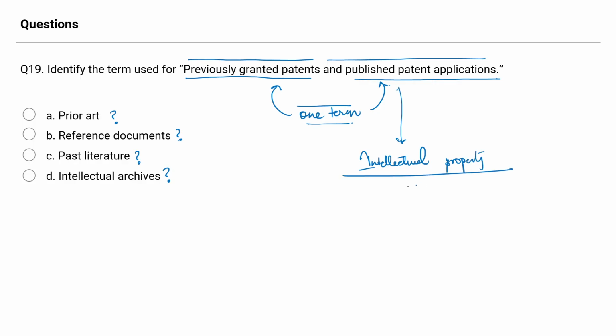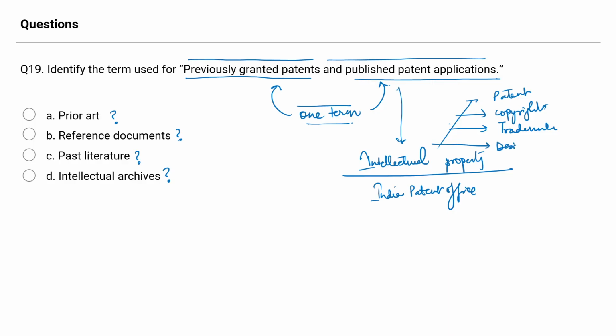and we have an India Patent Office. Now, intellectual property can be of multiple aspects. You can have patents, you can have copyrights, you can have trademarks, and you can also have design registrations. All right. But here we are basically referring to the patents. So this is basically for your understanding of what all it entails. The previously granted patents and published patent applications, what is the term given to it?